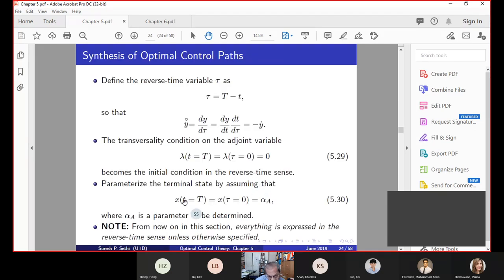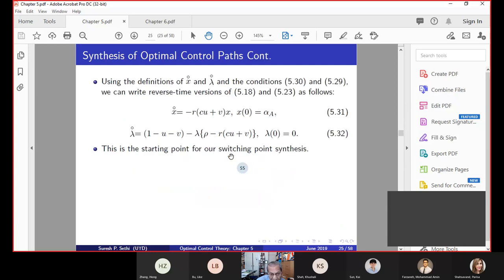So we're going to match the value of the guess, x of tau equal to 0, as some alpha a. A means case A, B will be case B. So we make a guess alpha a. Now I have an initial value problem like this. I have x circle equal to that. Remember now that will be x of tau, because everything is in terms of tau now. And the initial condition, because it's a reverse time problem, is alpha a. And the initial condition of the reverse time problem for lambda zero is zero.